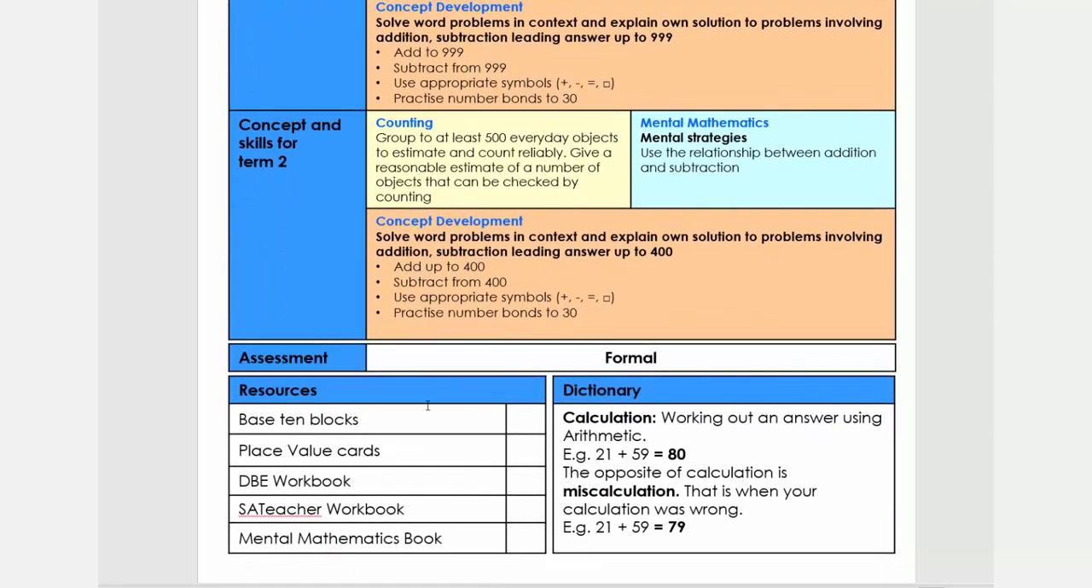And then what we're going to do is go to the resources and the dictionary. The resources you're going to use to plan and prepare for this lesson, and the dictionary for parents or teachers to have some vocabulary and background knowledge on what the learners are going to do today.